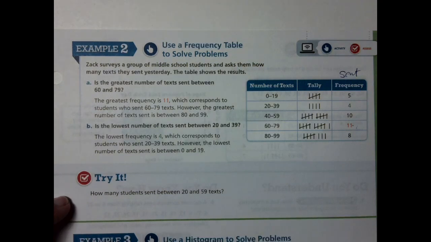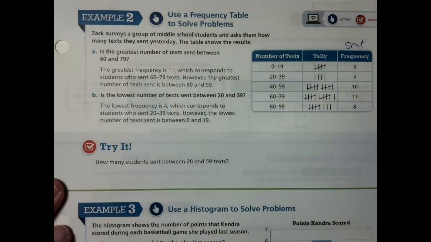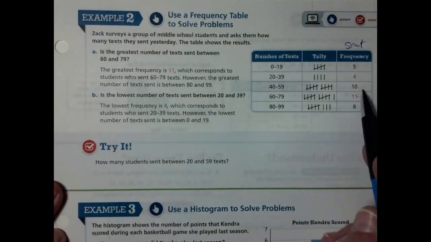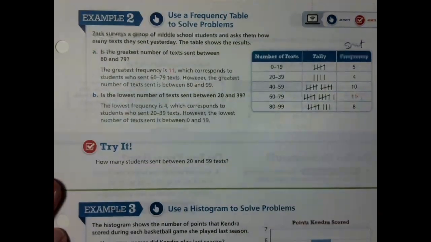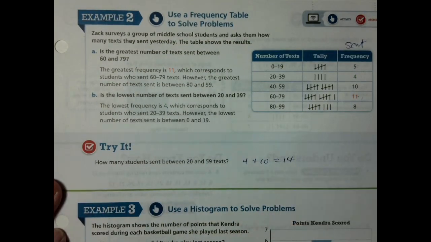How many students, let's answer this question. How many students sent between 20 and 59 texts? 20 and 59 texts, that's 2 groups. So we would have to add the 4 and the 10 together. So that would be 4 plus 10, and that would be 14.